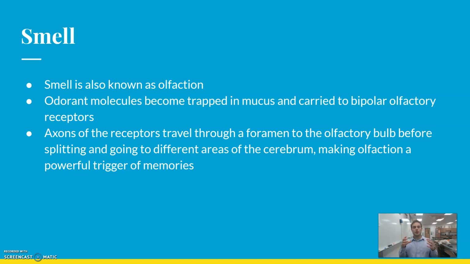But because it's able to go to many different areas in your cerebrum, senses of smell can be a very powerful trigger of memories. They might pass through that thalamus, pass through that hypothalamus, and become associated with a lot of things with memory.